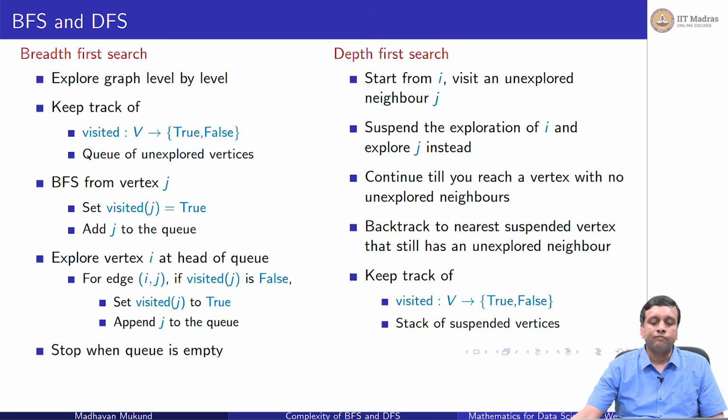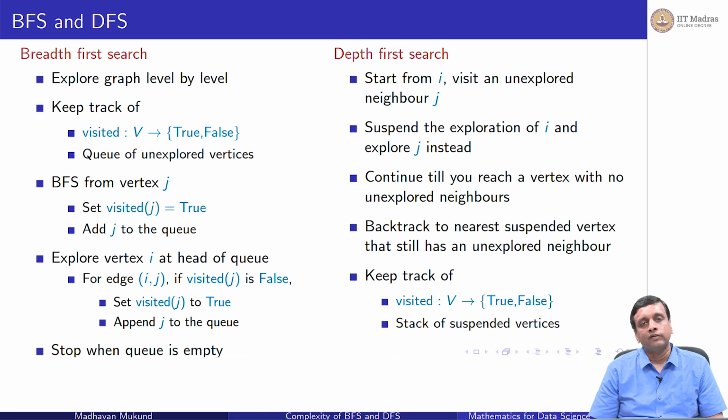On the other hand, with depth first search, we do a kind of aggressive or impatient traversal. So we start with i and we visit one neighbor j. And now once we visited one neighbor j, instead of going back to i and continuing with another neighbor of i, we suspend i and we go to neighbors of j. And the first time we find a neighbor of j, again we suspend j and go to that neighbor k, and continue, right?